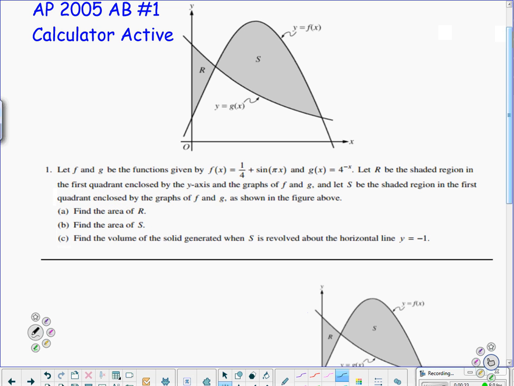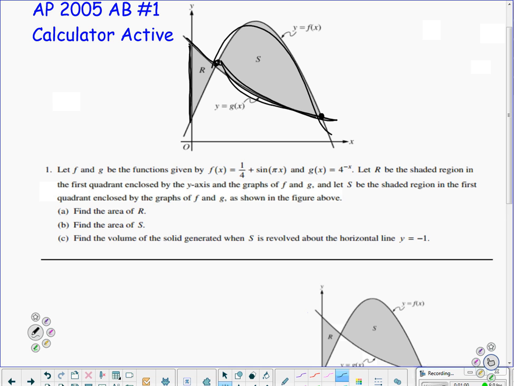So if I look at this, it says let f and g be the functions given by f of x and g of x. Let R be the shaded region in the first quadrant enclosed by the y-axis and the graphs of f and g. So we needed the y-axis just to close up this left side. Otherwise, I can see that this function's getting blocked or intersected here and here. So we've got a closed figure for R.